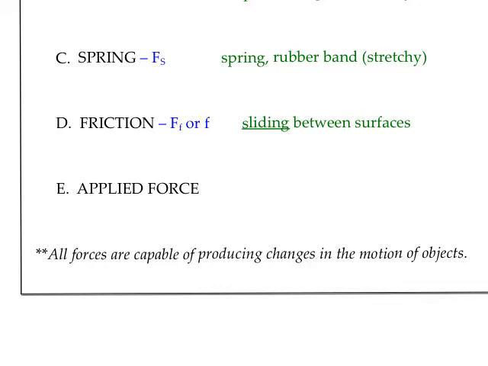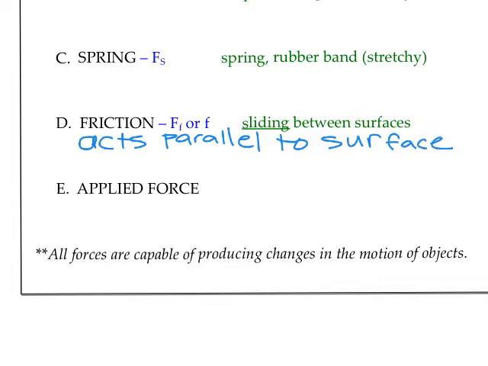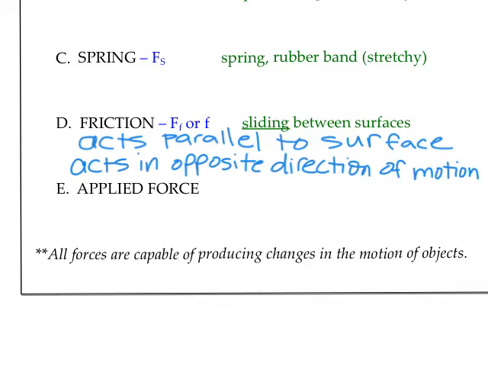There are two things I'd like for you to note about friction. One of the things is that a frictional force acts parallel to the surface. So it's a little bit different than the normal force. Both the normal force and friction involve surfaces, but the normal force acts perpendicular to the surface while friction acts parallel to the surface. The other important thing about friction is that it acts in the opposite direction of the motion. So a lot of times we'll think of friction as a hindrance to movement because it's working against the way that an object is trying to move.